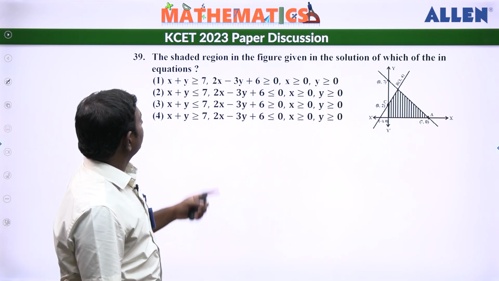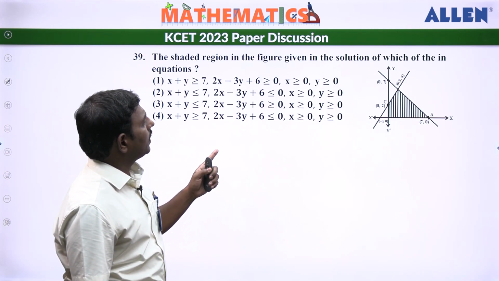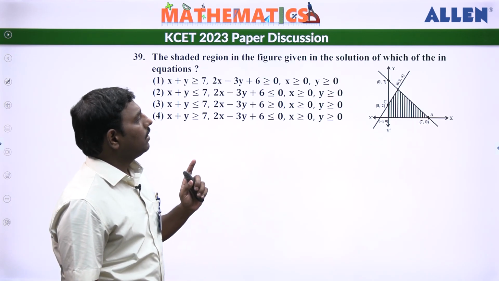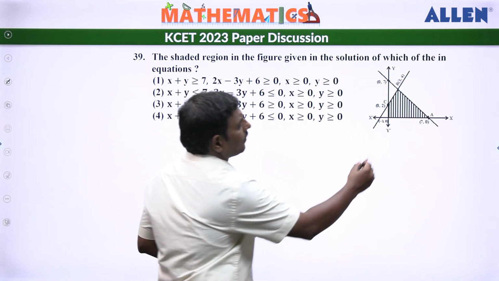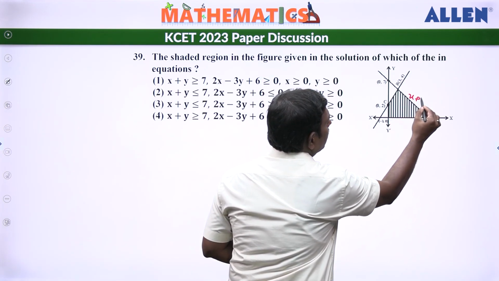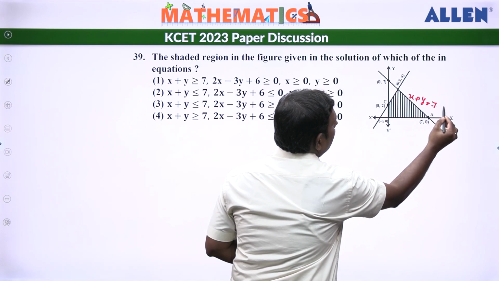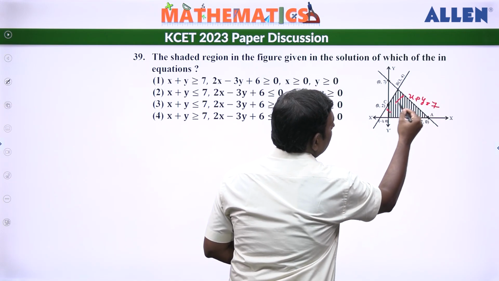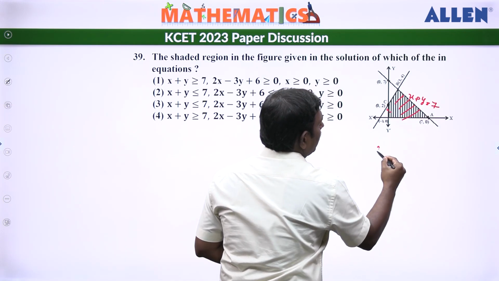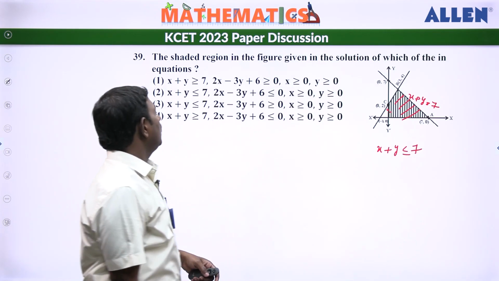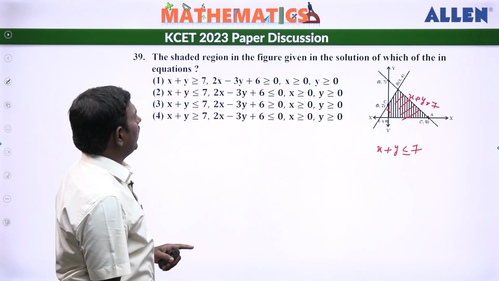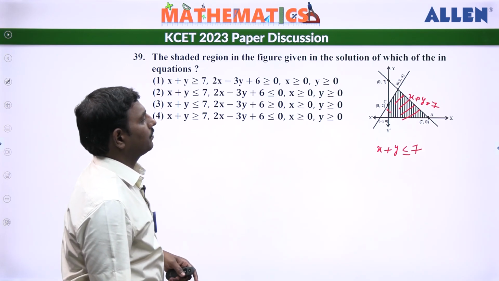Question number 39, the shaded region of the figure given is the solution of which of the inequations. So here we can observe this line is x plus y is equal to 7 and this is the below region. Here it is the below region. So clearly we can say x plus y should be less than or equal to 7. So x plus y is less than or equal to 7, that is option 2 or option 3.